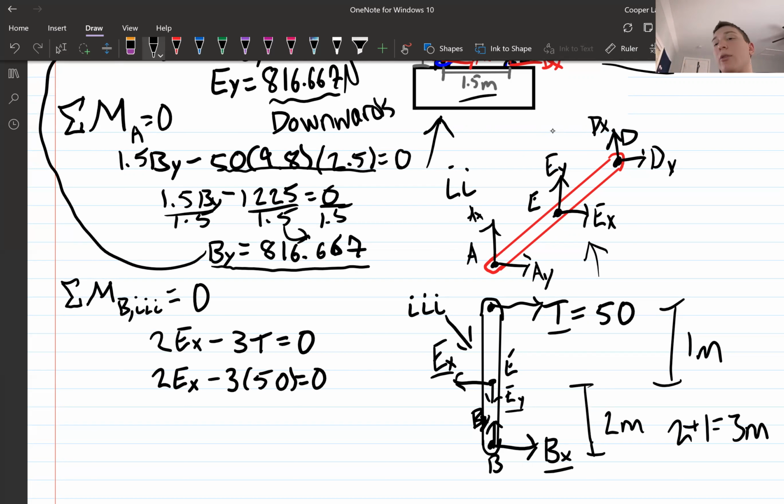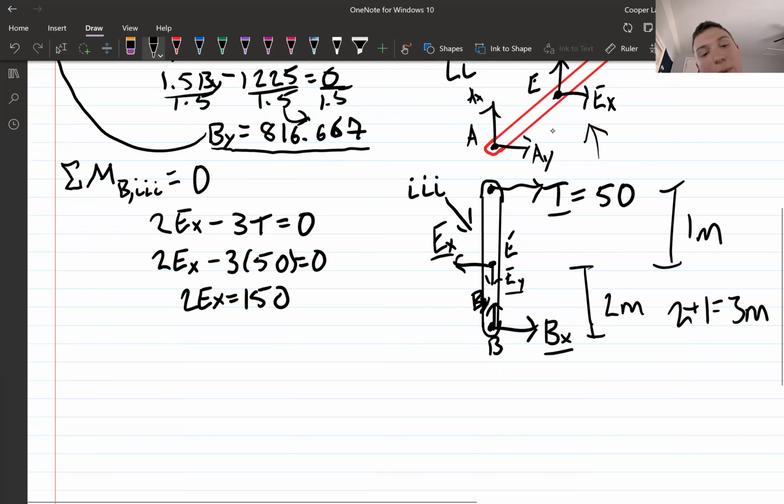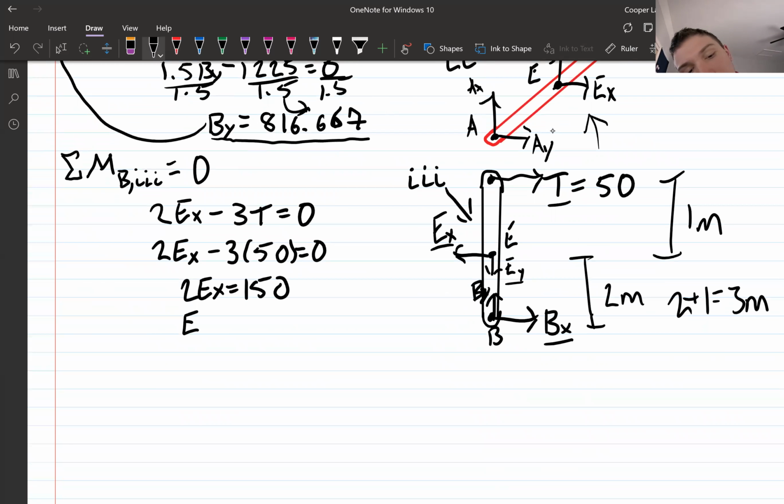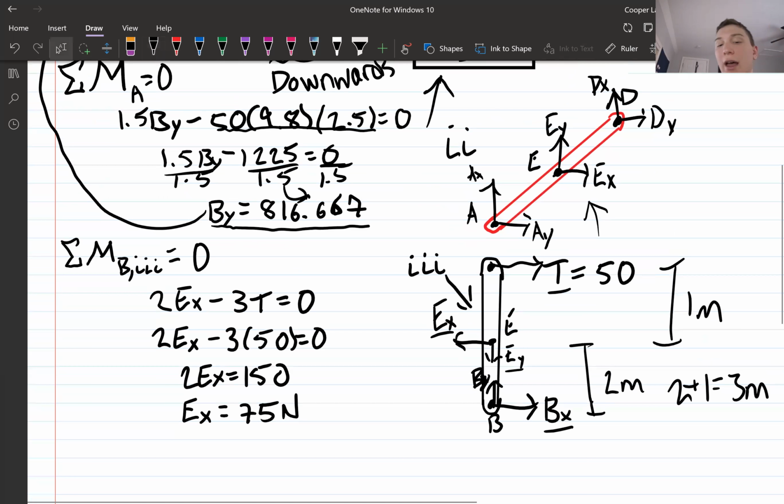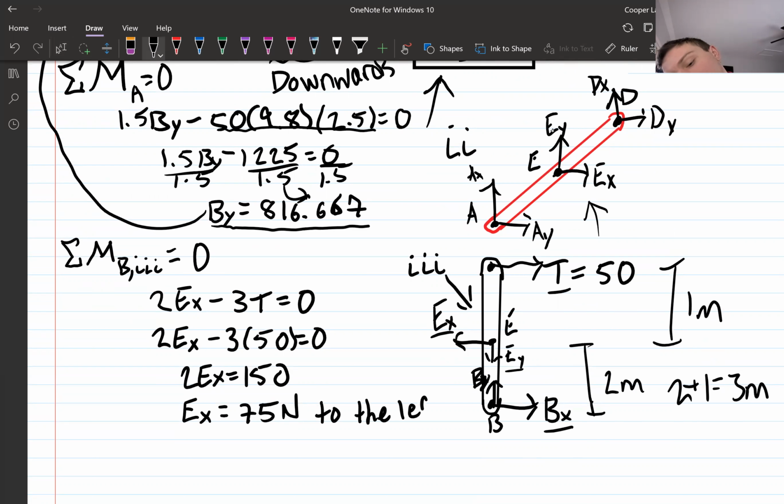So I'm going to add my 3 times 50 to the other side and multiply it out. Now 3 times 50 is 150. So that tells me it's 2 E sub x equals 150. I divide both sides by 2, and that gets me E sub x equals 75 newtons. And again, it's positive, which means we assumed correctly that it was to the left. So that means it's 75 newtons to the left.